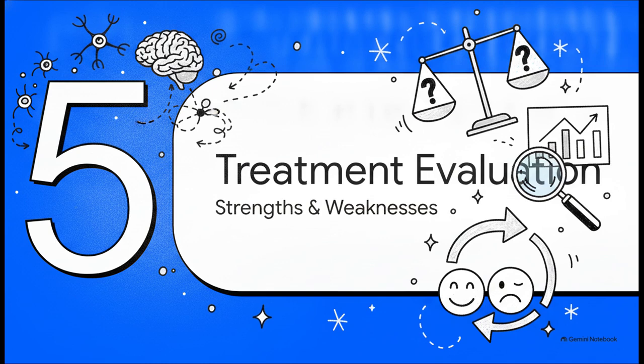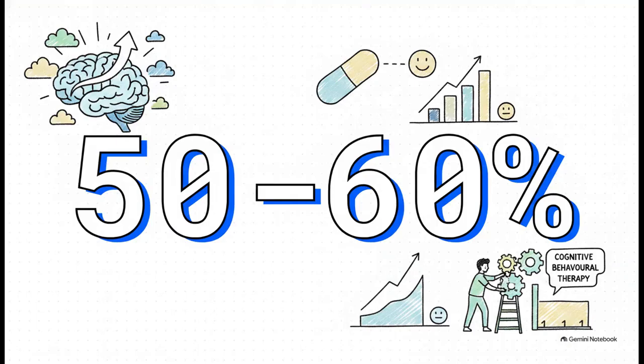Section 5 now, treatment evaluation, strengths and weaknesses. Let's kick off with a major strength. The data shows that 50 to 60% of patients with moderate to severe depression show significant improvements after being given antidepressants. To put that into perspective, only 20 to 30% show improvement when treated with a placebo pill, so it definitely works for a lot of people. This is a huge benefit because improving a patient's mood with drugs can give them the exact motivation they need to commit to other long-term therapies, like cognitive behavioral therapy.